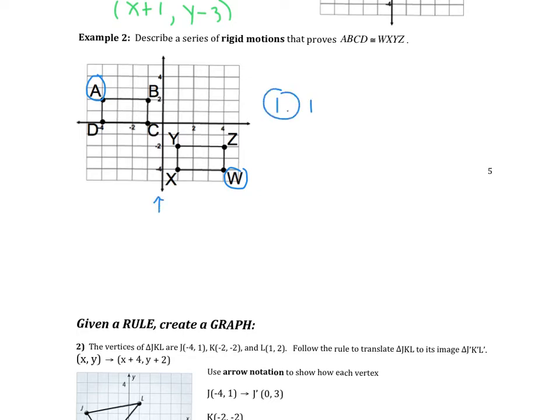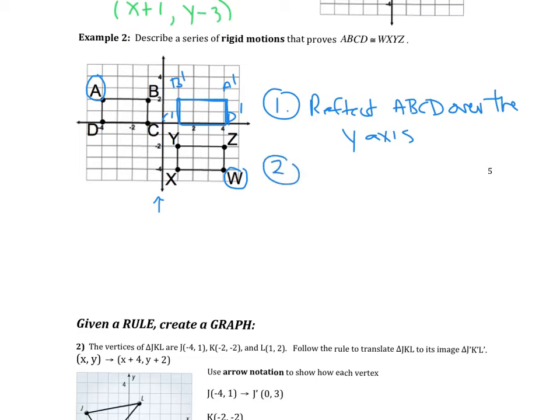Okay, so we're going to reflect A, B, C, D over the y-axis. Okay, and if that's the situation, every point has to be the same distance away from that reflection line. So we have here would be B prime, we would have A prime, D prime, and C prime. And it would map out to look like this. Perfect mirror image. Okay, now we got to be careful here. On the next step, we're going to reflect as well.